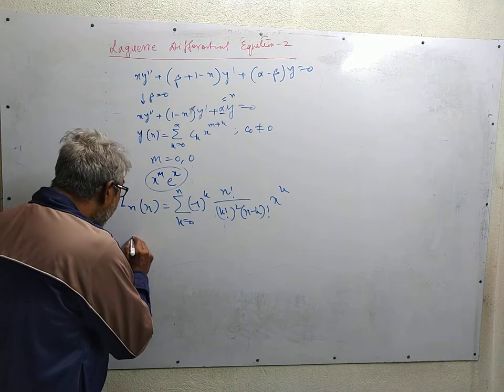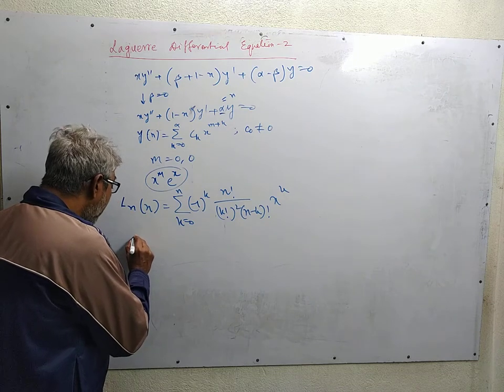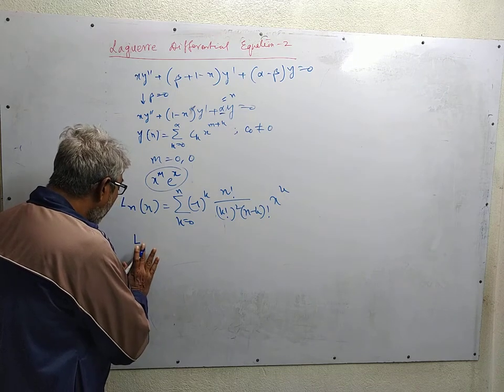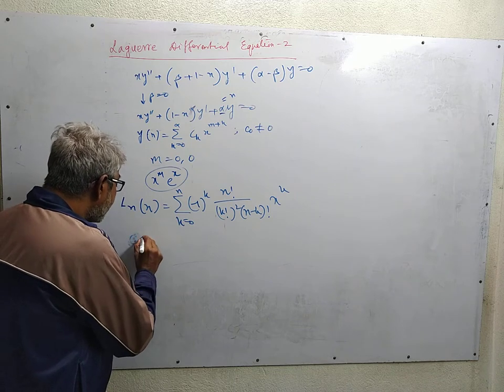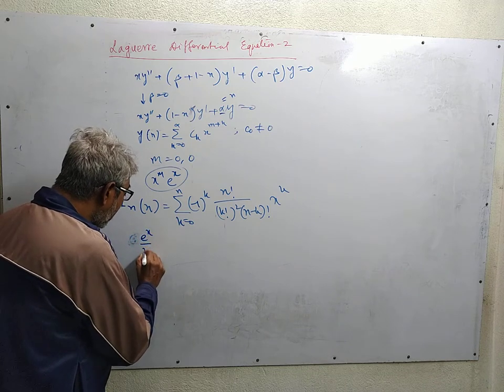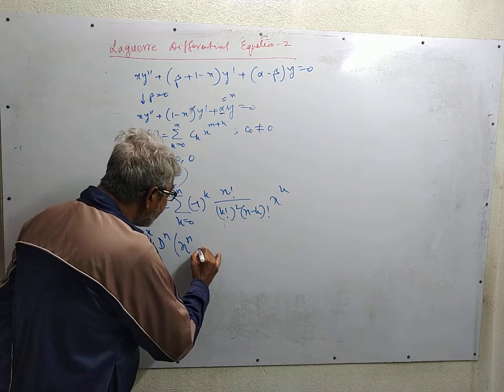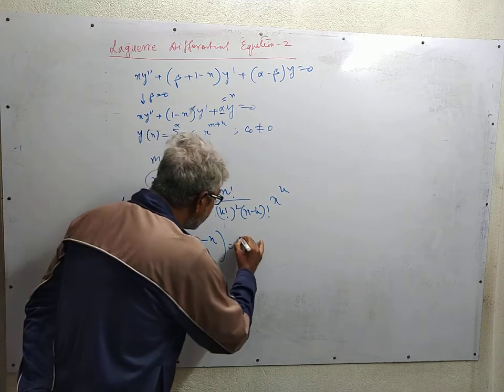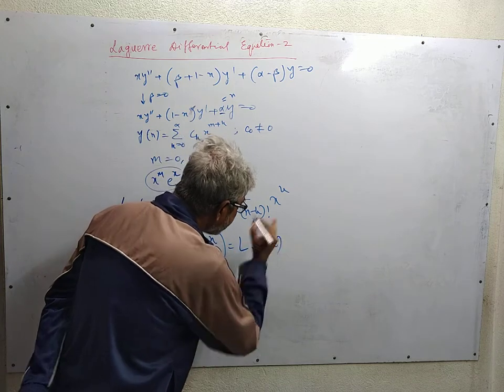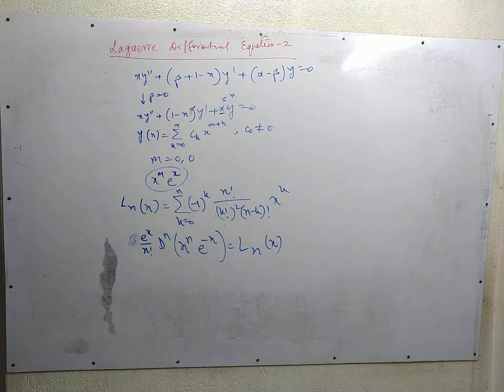Now we also obtain the Rodrigues formula as L_n(x) equals e to the power x by n factorial, d^n by dx^n of x to the power n e to the power minus x, which gives you L_n(x), and we use this formula for the evaluation of the Laguerre polynomial of a few low orders.